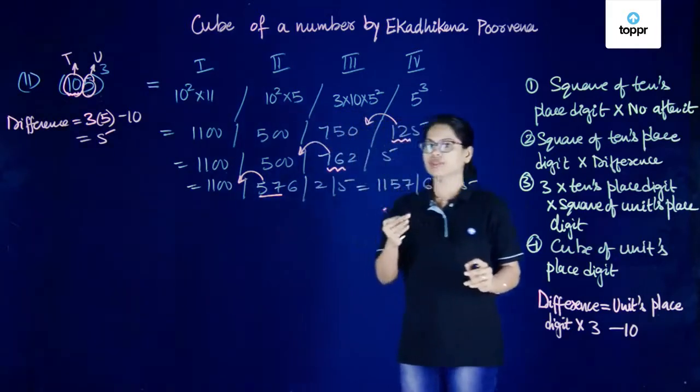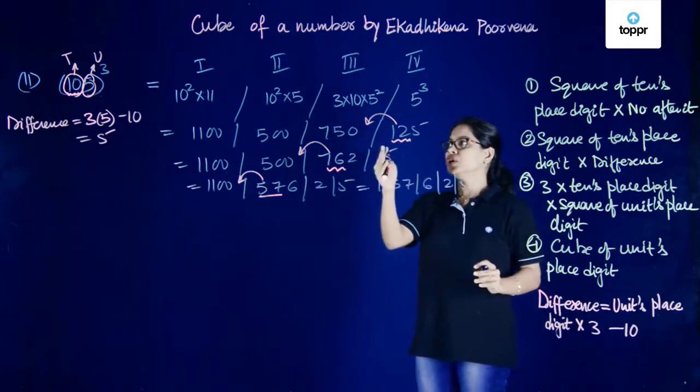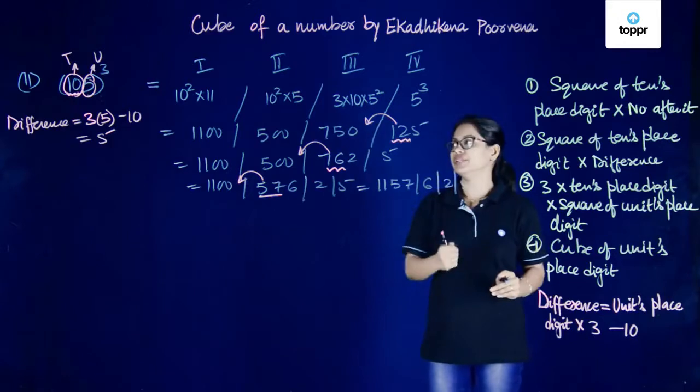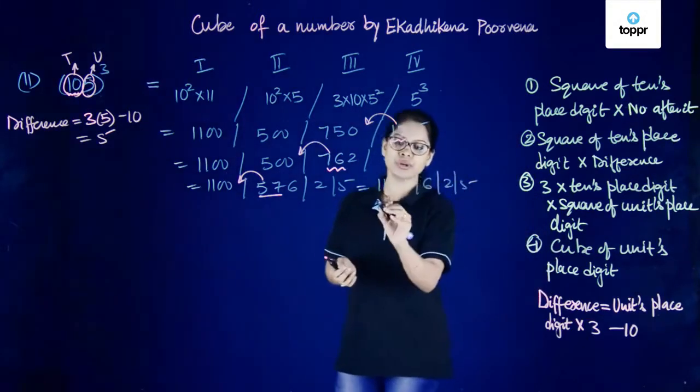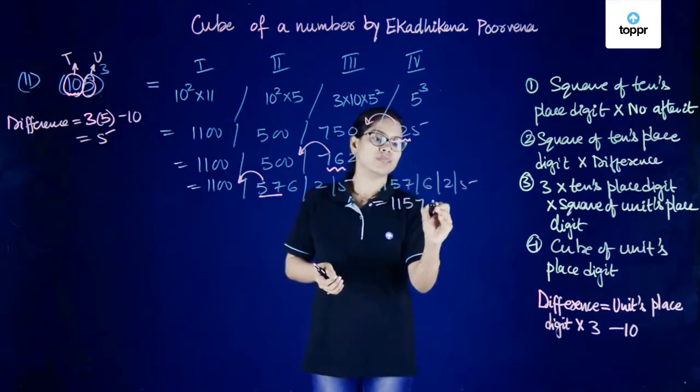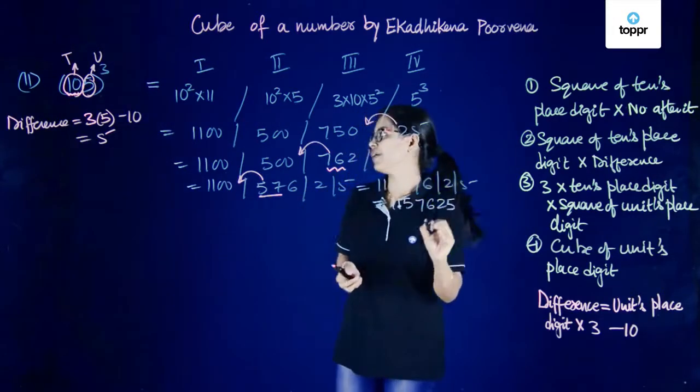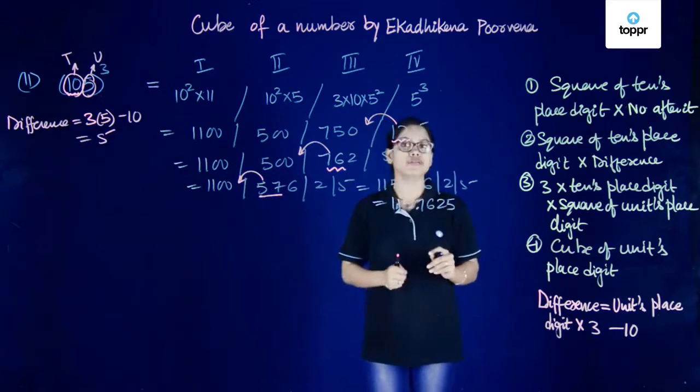Now we have a look at this. In column numbers 2, 3 and 4 we have single digits, and in the first column we have 1157. So we have our answer here. We just write the numbers together. 1157625 is the cube of 105.